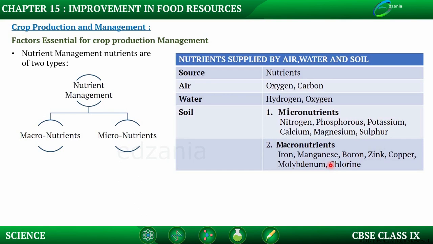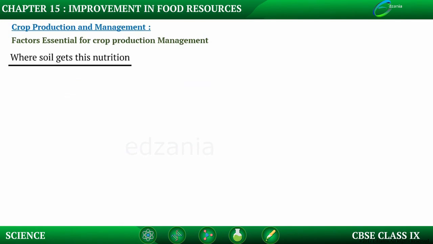Deficiency of these nutrients affects the reproduction of plants, growth of plants and their susceptibility to diseases. So to increase the crop yield, soil should be enriched by supplying these nutrients. But from where does soil get these nutrients? The answer is from manures and fertilizers.